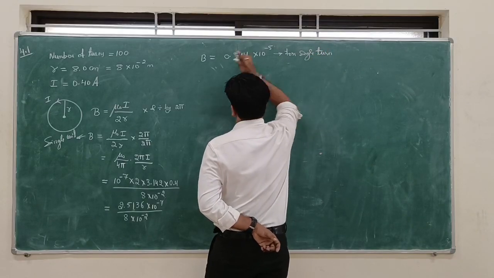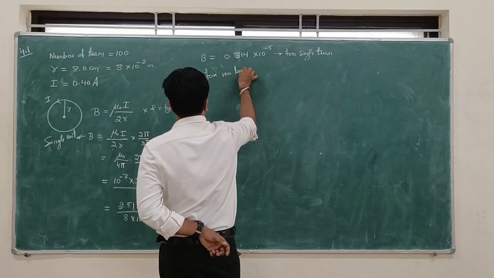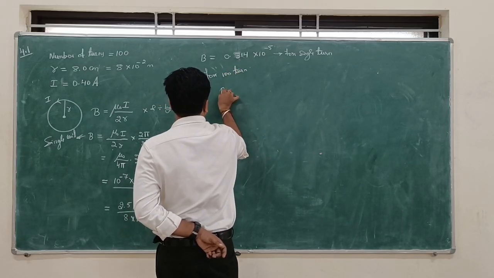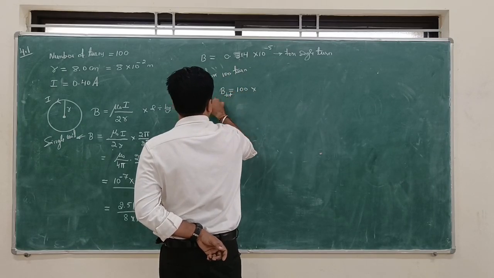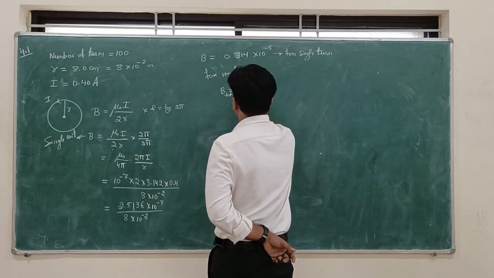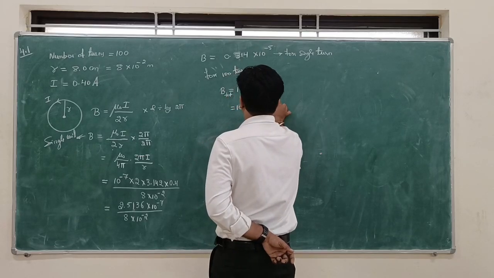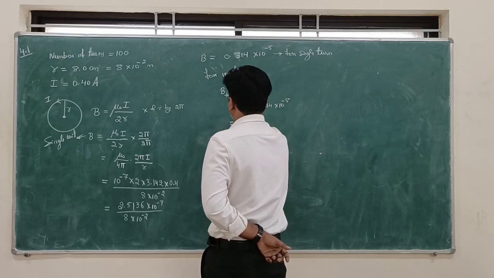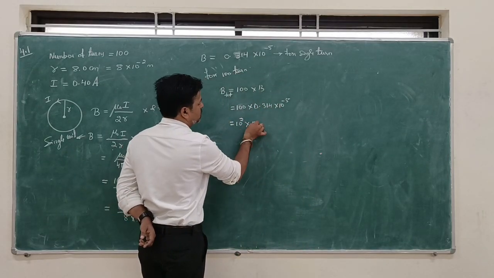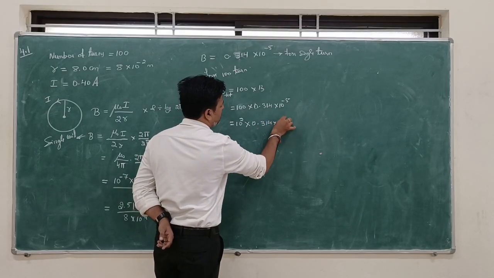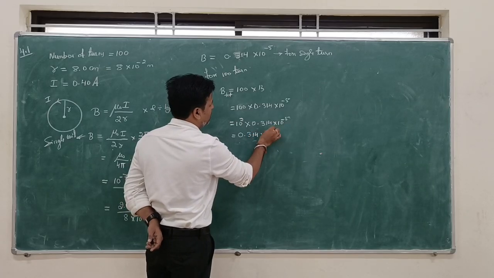How many turns are given? They have given 100. For 100 turns, the total magnetic field is equal to 100 into B. 100 is 10 to the power 2, into 0.314 into 10 to the power minus 5. So this becomes 0.314 into 10 to the power minus 3.